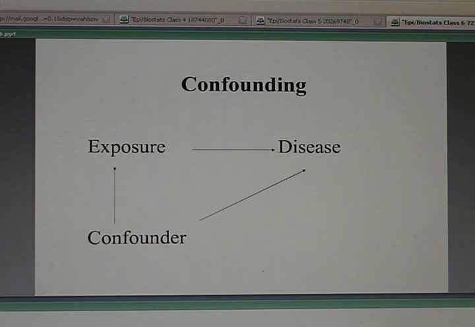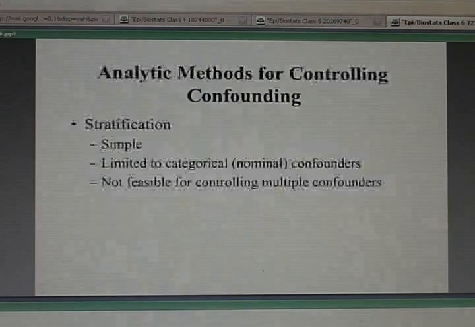It could well be that this top arrow does exist, that less spam use lessens your anxiety. Or it could be that spam users are mostly females. Females are less anxious. And the problem to the epidemiologist is to control for this confounding factor. So how do we control for confounding factors?